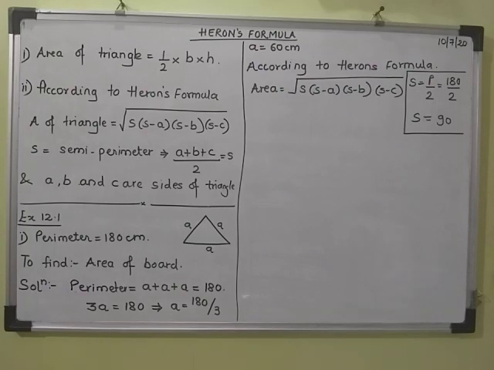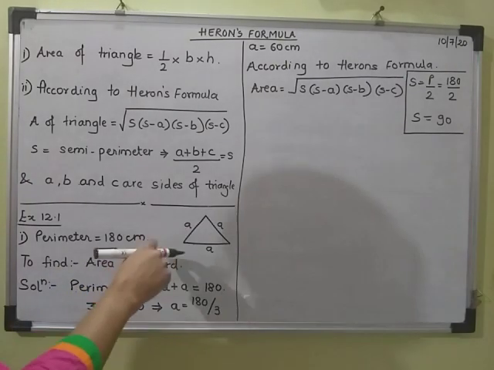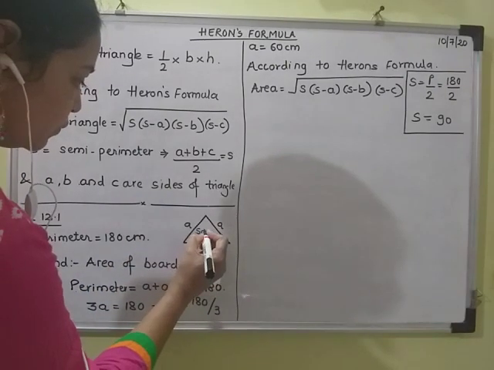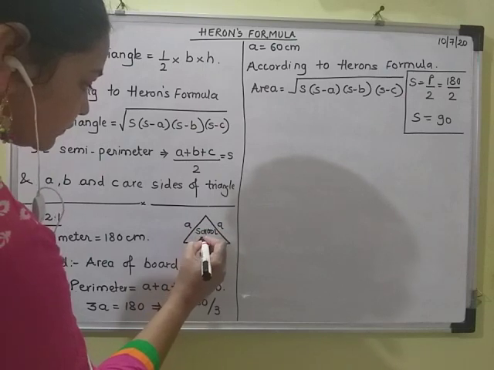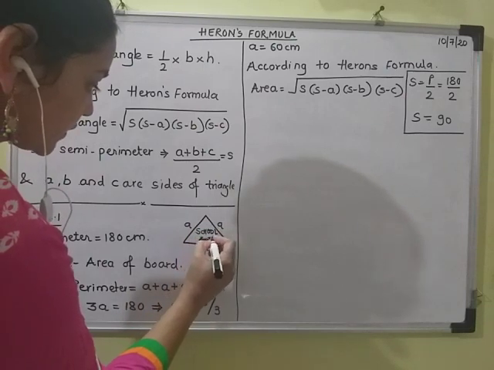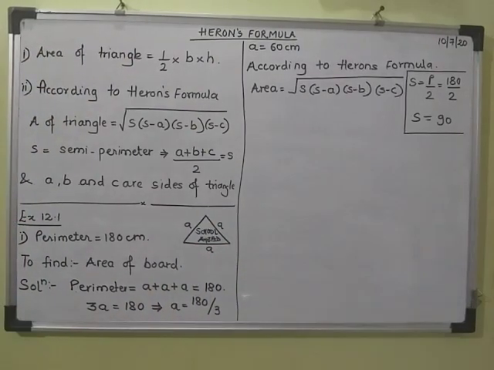I have chosen one example, exercise 12.1, the first example. The question: a traffic signal board indicating school ahead. This kind of triangular board, on which it is written school ahead, is an equilateral triangle with side A. That means all sides are equal. Find the area of the signal board using Heron's formula.